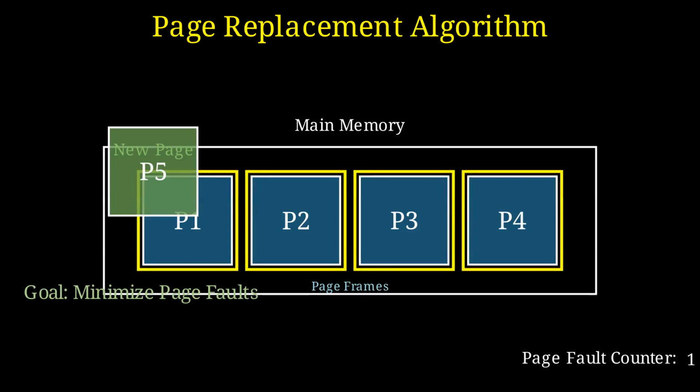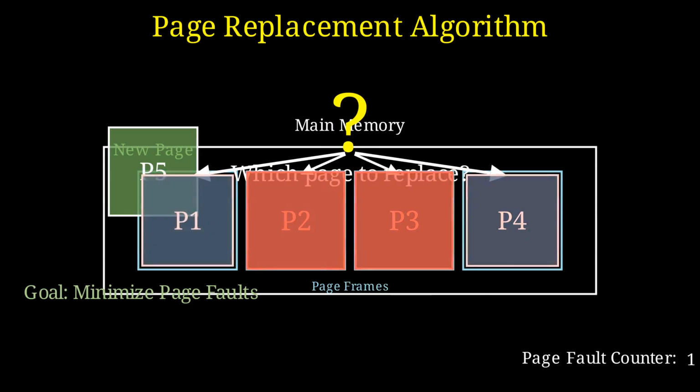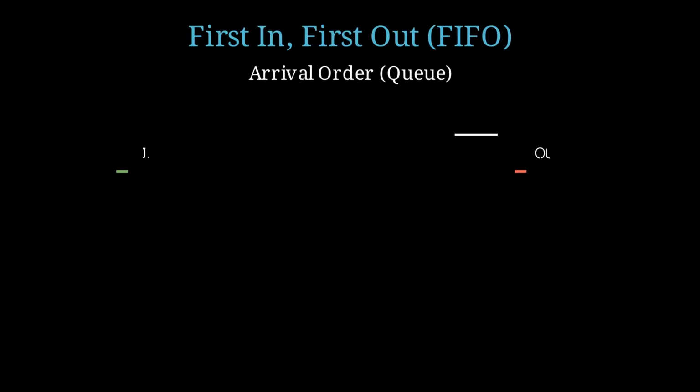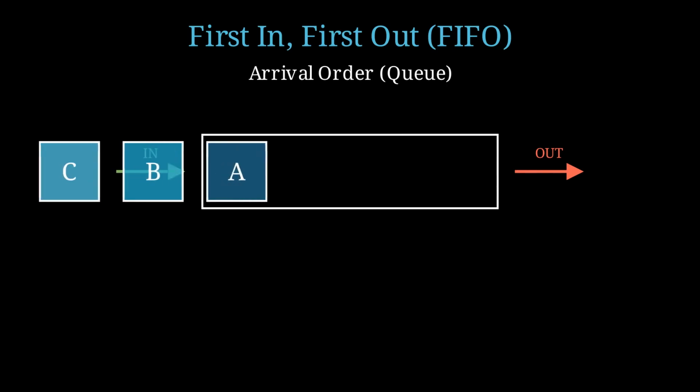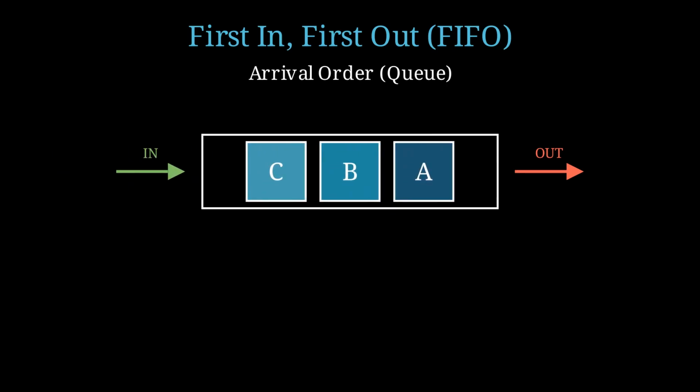These algorithms operate within a fixed number of available memory slots, often called page frames. Choosing the right page to evict is critical, as an incorrect choice can lead to frequent page faults, slowing down the entire system significantly. The first in, first out, or FIFO, algorithm is one of the simplest page replacement strategies.